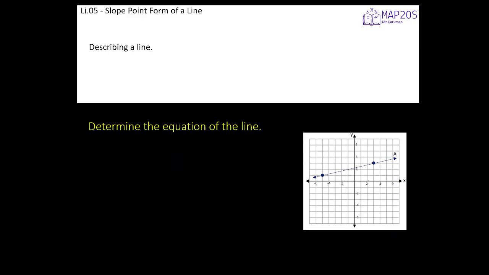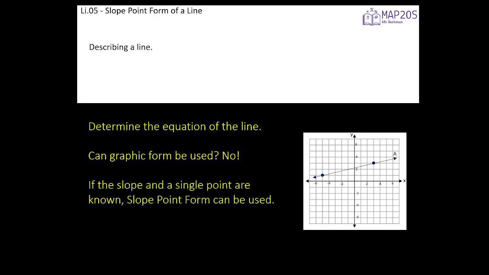So let's determine the equation of this line. Can graphic form be used? No, we cannot. And the reason we cannot use graphic form is because we don't have a nice y-intercept. Very important to recognize that when we're talking about relationships and when we're talking about equations. If we don't know the y-intercept, we cannot use graphic form. So if the slope and a single point are known, and this could be the y-intercept too, in fact, slope point form can be used to create our equation. Okay, and then we'll look at how we can change it into graphic form a little bit later on.